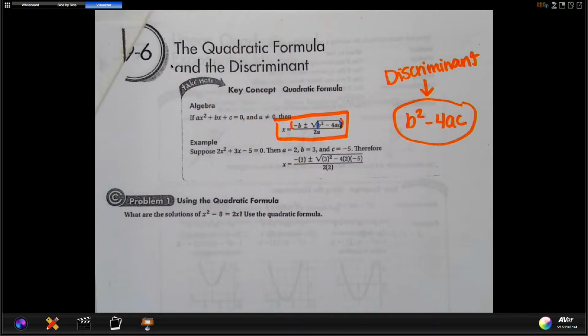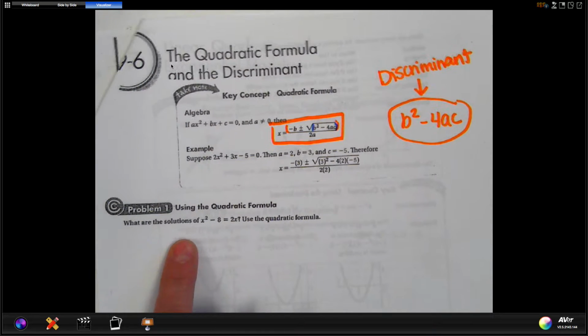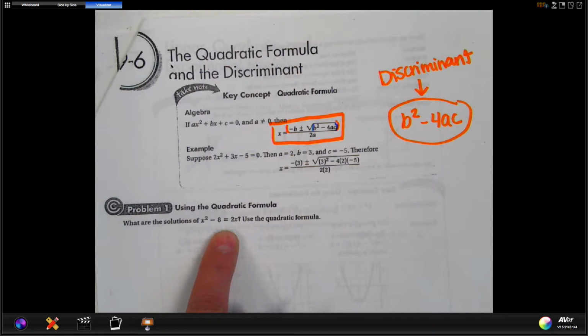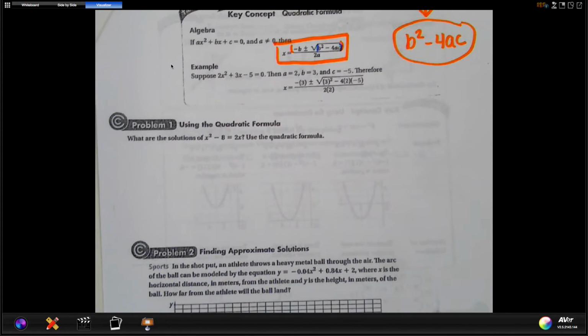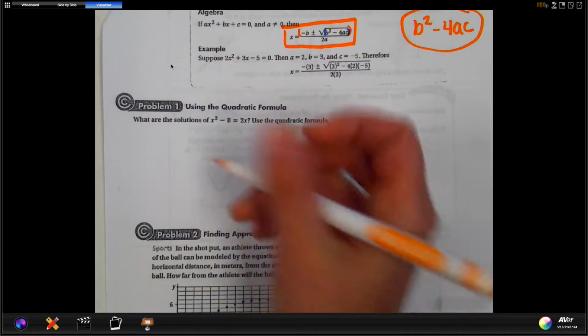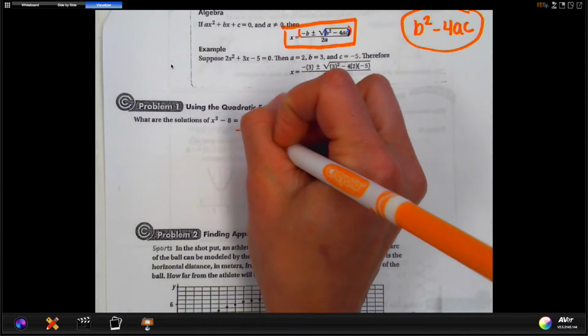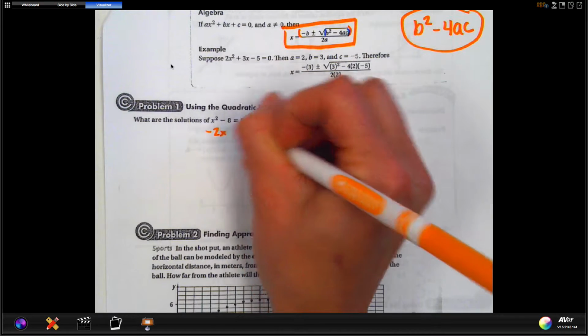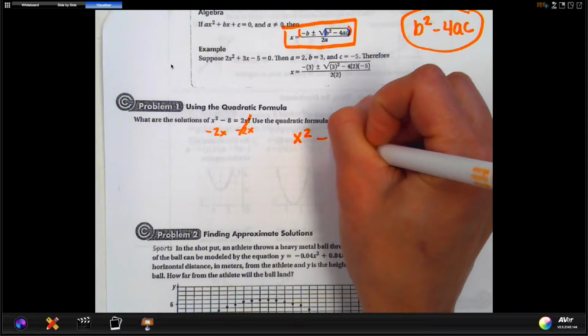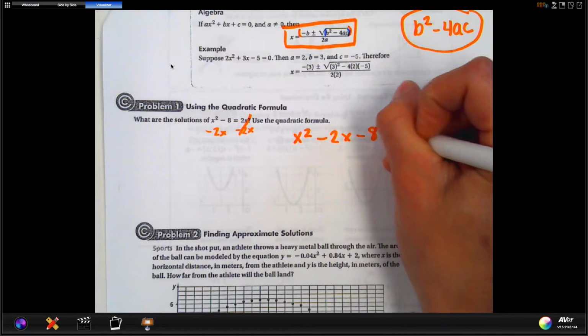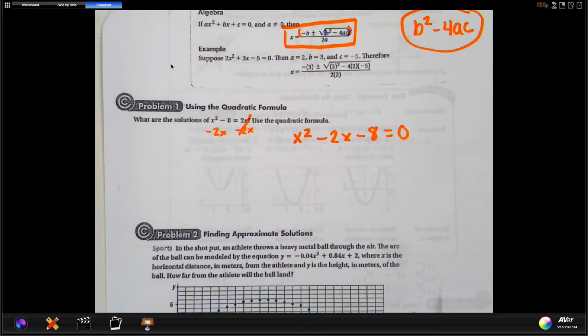Okay, so let me just show you. It says, what are the solutions of x squared minus 8 equals 2x? Use the quadratic formula. So it's asking, where does this hit the x-axis? In order for it to work, we have to set it equal to 0. So that's what we're going to do first. We subtract 2x from both sides, and rewrite this in order: x squared minus 2x minus 8 equals 0.